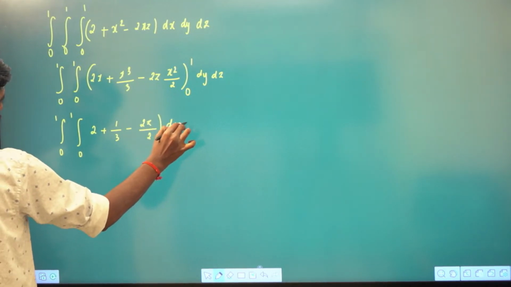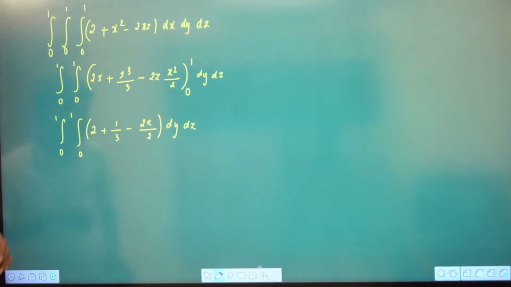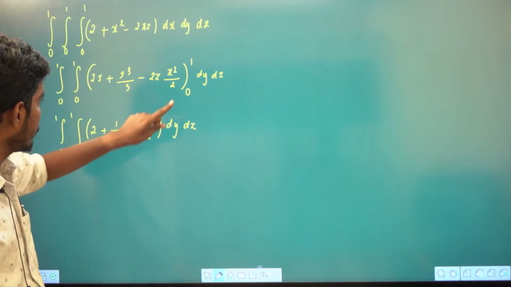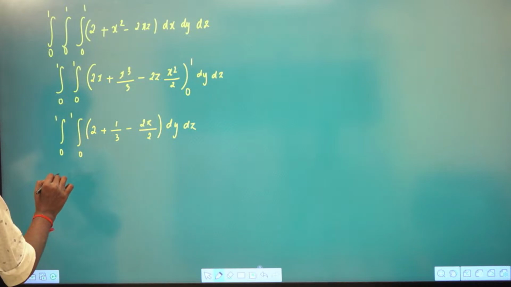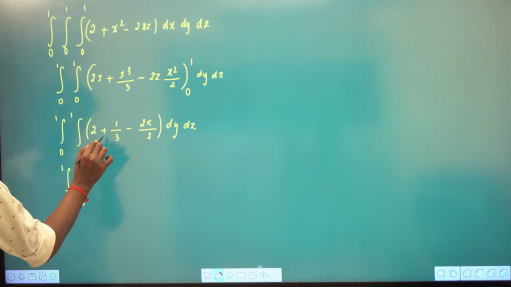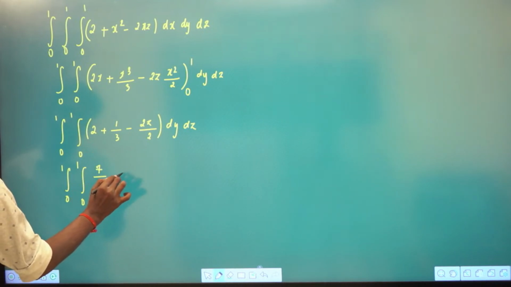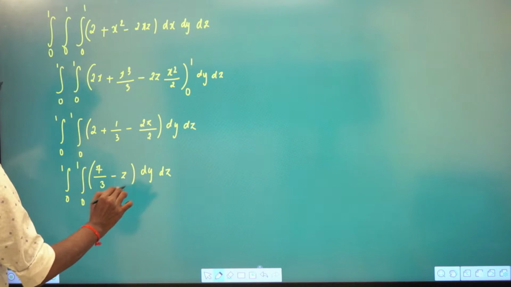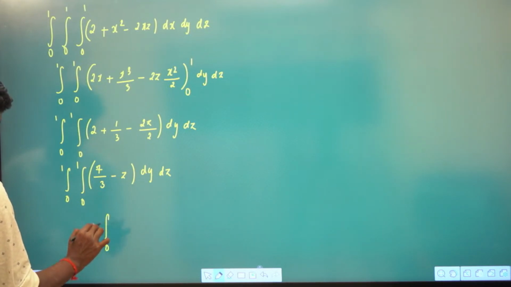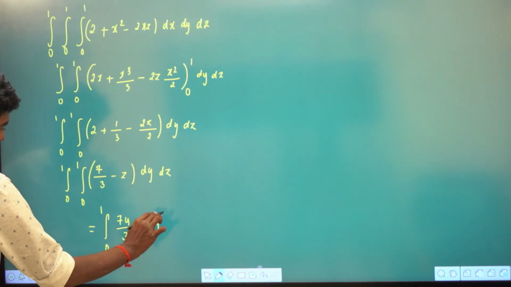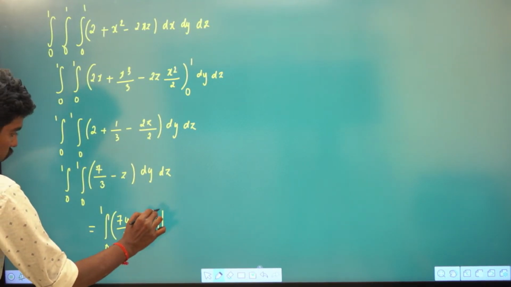So I'm just substituting upper limit minus lower limit. So upper limit is 1. So 2 plus 1 by 3 minus 2z by 2. This is integration of 0 to 1, integration of 0 to 1. This is 7 by 3 minus z dy dz. Now integrate with respect to y. So 7y by 3 minus zy, again 0 to 1 dz.